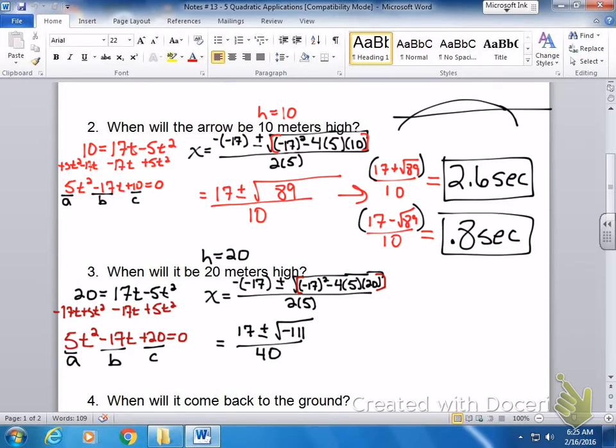Now, we got a negative inside our square root, which should make you happy. Once we have a negative inside the square root, we're done, because there are no real solutions. Now, if you think about that problem, how would it have no real solutions? When did it get 20 meters high? Well, since there are no solutions, that would mean it never got to 20 meters high. So there's our answer, and we're finished with that. All right, guys, let's go ahead and go to the next one.